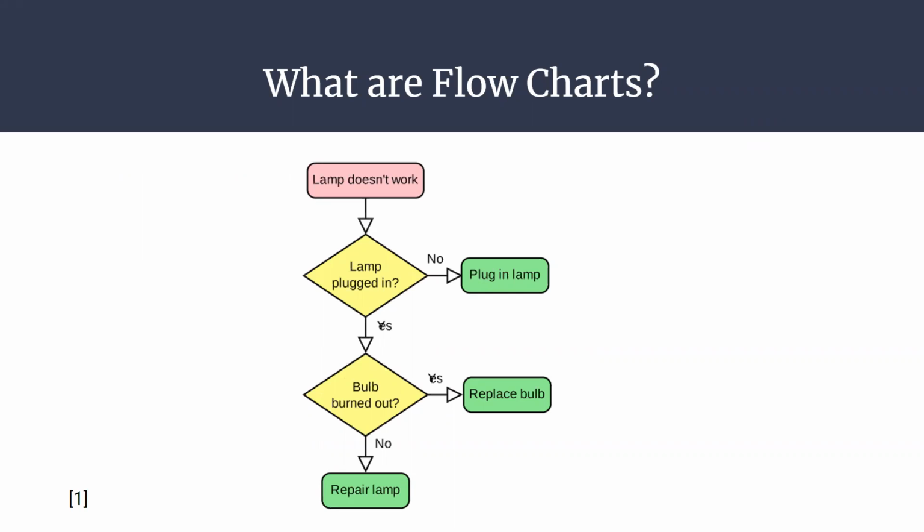It could represent an assembly line in a factory. It could represent how a fireman is supposed to put out a fire. More commonly in today's environment, flowcharts are used to represent how a software program is supposed to operate.